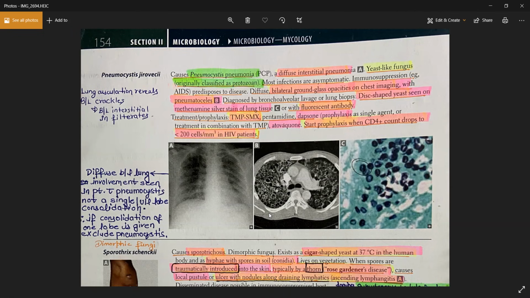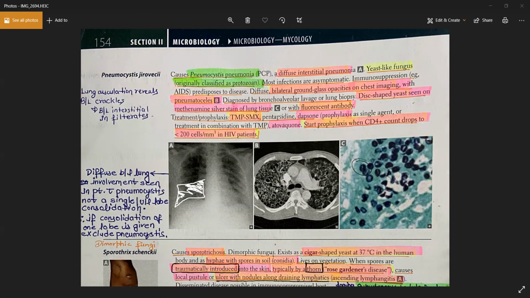Please remember, in case of Aspergillus pneumonia, it is a lobar pneumonia, so it will affect just a lobe, and you will get opacity like this in that area completely, and the rest of the area is absolutely normal. But in case of Pneumocystis jirovecii, it would be a bilateral involvement.